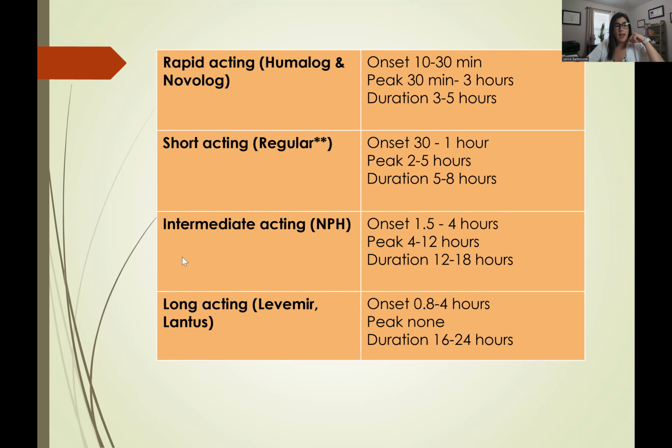Now, in the long acting, because it does not have a peak and it can last 24 hours, you might have a patient getting it at night. So it kind of works a little bit through the night and then covers them in the morning. So you might have some patients on, let's say, some Humalog and long-acting Levemir, in the day.